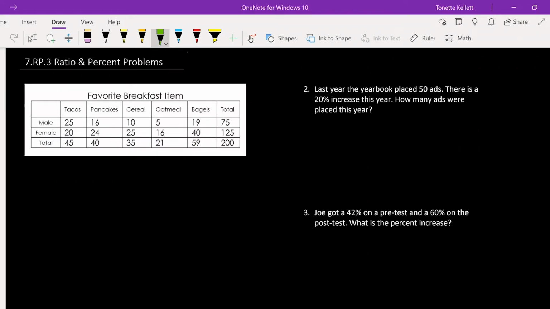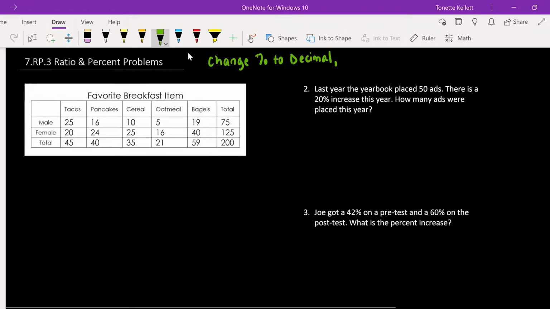This is 7.RP.3, ratio and percent problems. To find the percent of a number, we need to change the percent to a decimal and multiply it by the total. So I'm going to write that right up here. Change percent to decimal. Multiply by total.